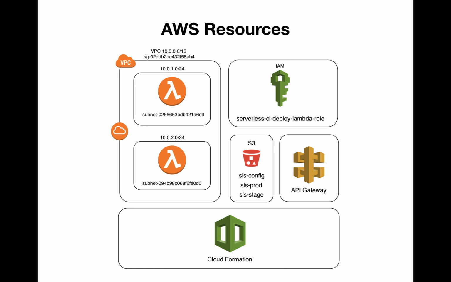This is what AWS looks like. We have two public subnets where our Lambda functions will run. We have an IAM role that our Lambda functions use. We have three S3 buckets. We have one bucket that is used to hold our configuration files for our environments.